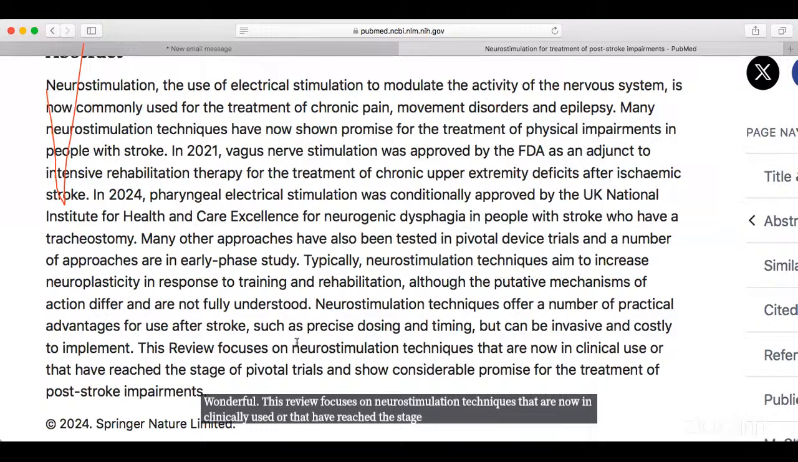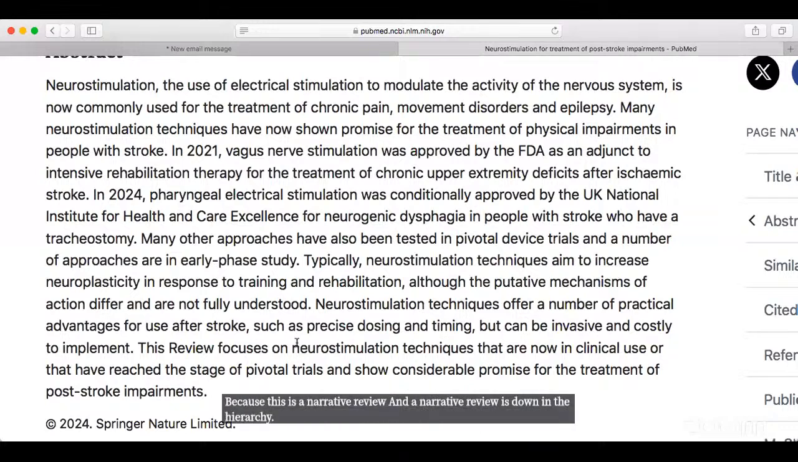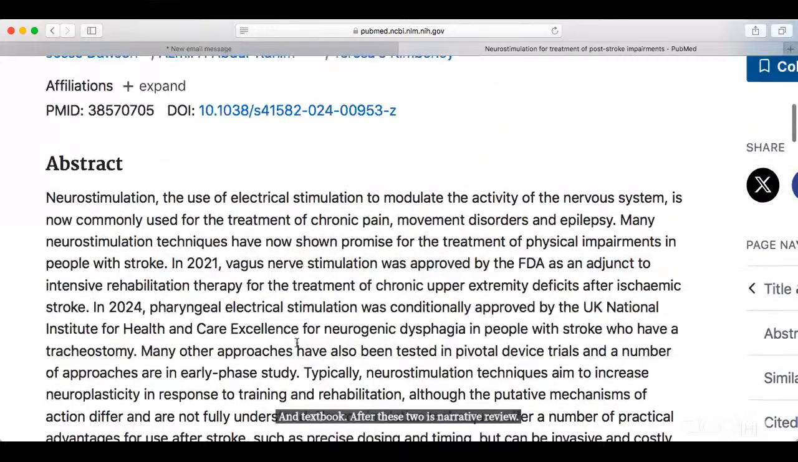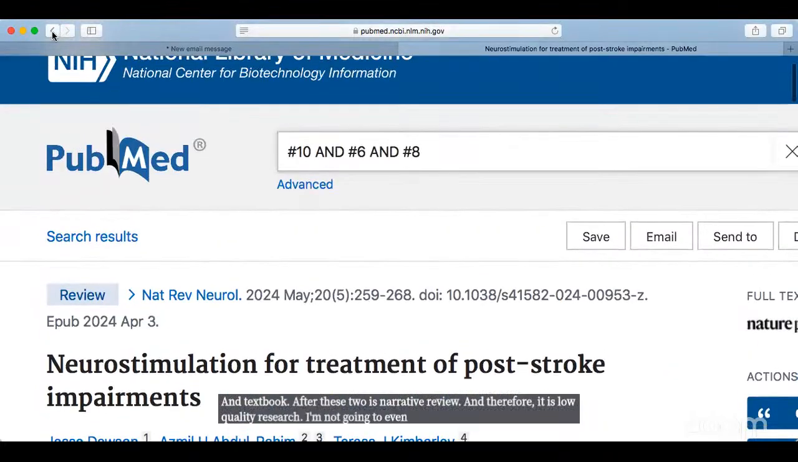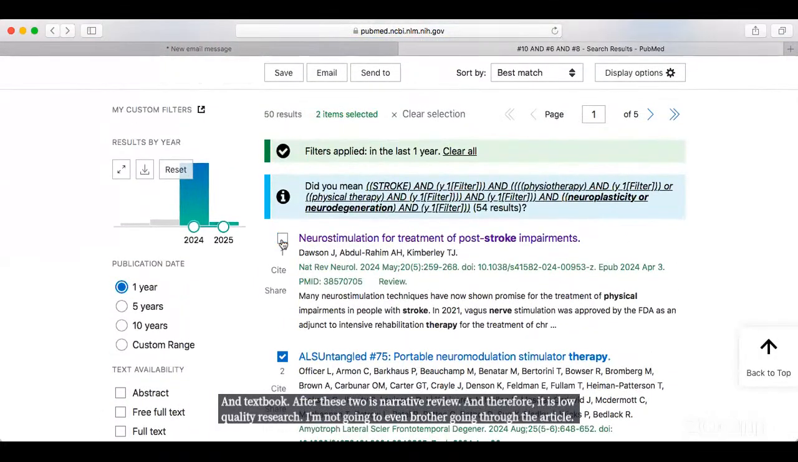I will read this to understand the concept, but I'm not going to take anything and apply it to my patient. Why? Because this is a narrative review, and a narrative review is down in the hierarchy. Only expert opinion and textbook are below it. Narrative review is therefore low quality research. I'm not going to even bother going through the article, and therefore this one is off out of the 3.